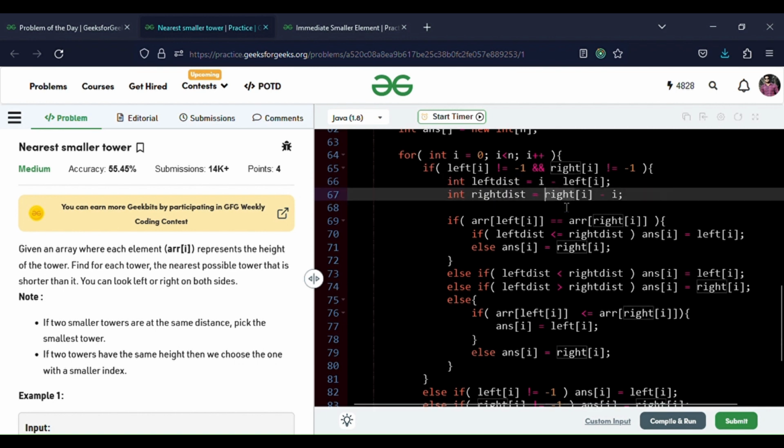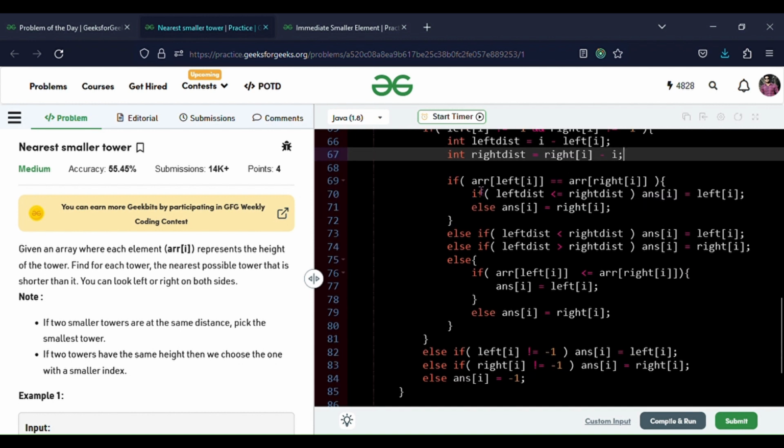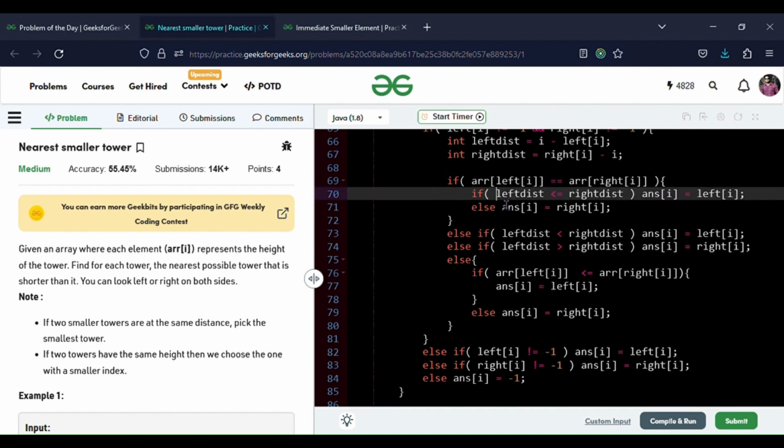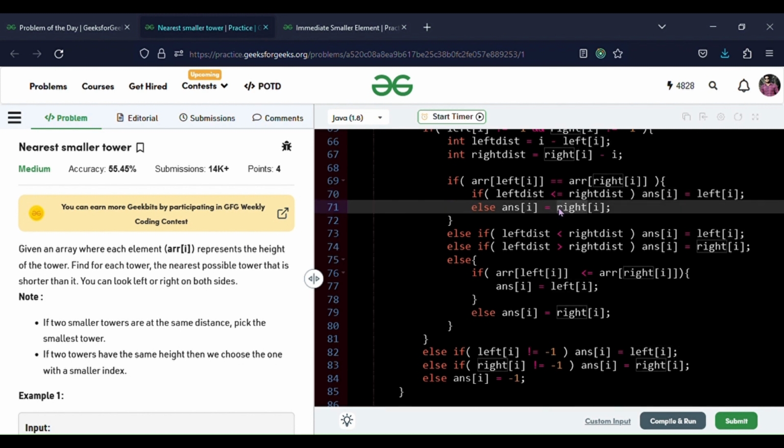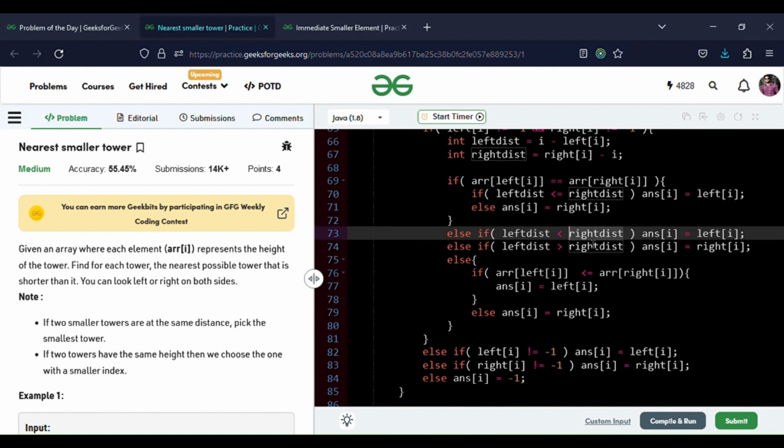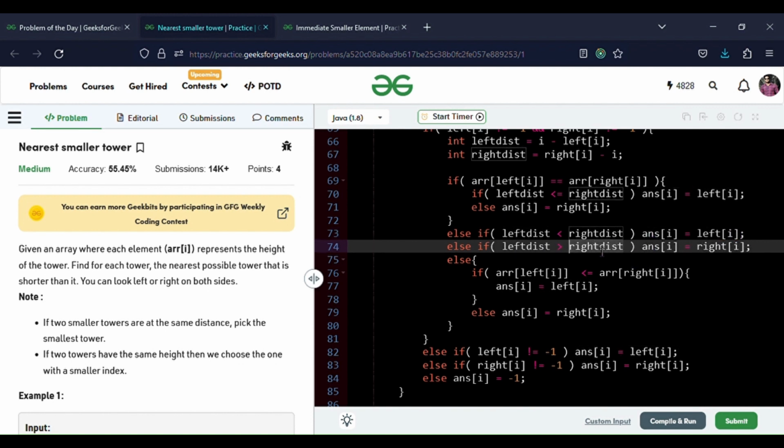and right side, and if the heights are same, we will take the minimum distance because the height is same. So if the distance of the left side is minimum, we will take the left one, and if the distance of the right side is smaller, then we will take the right one. Now if the height is not same, if the left distance is lesser than right distance, we will take the left one, else we will take the right one.